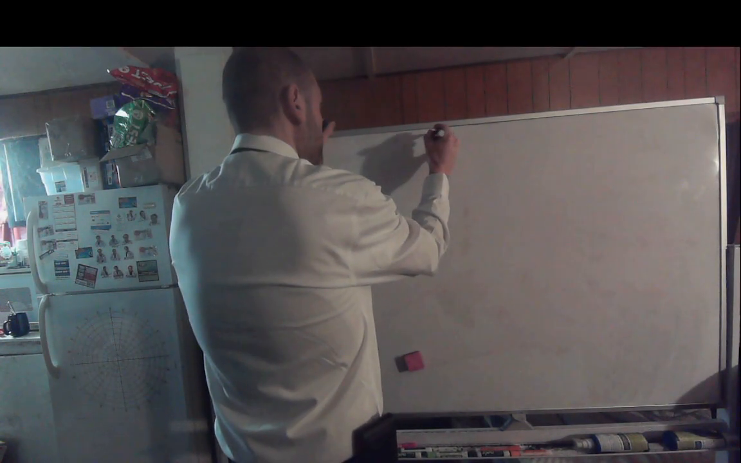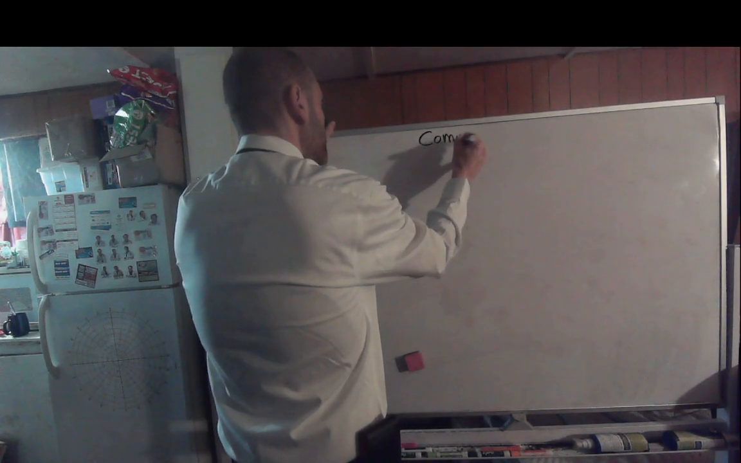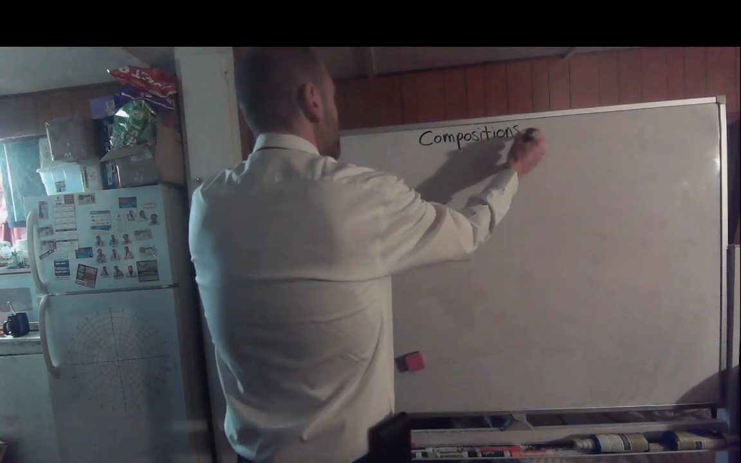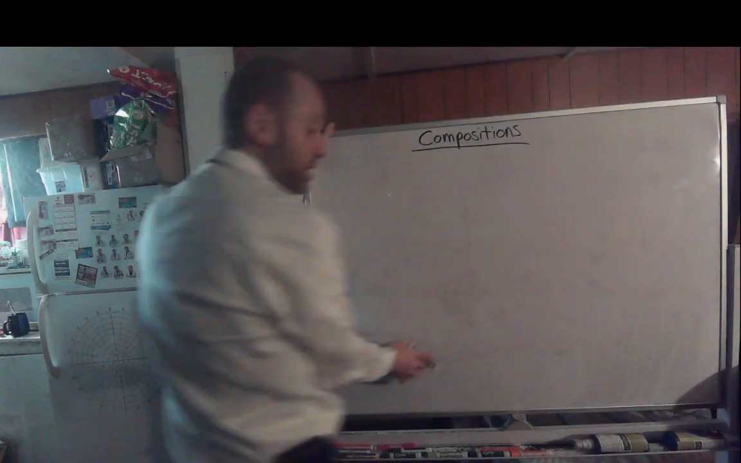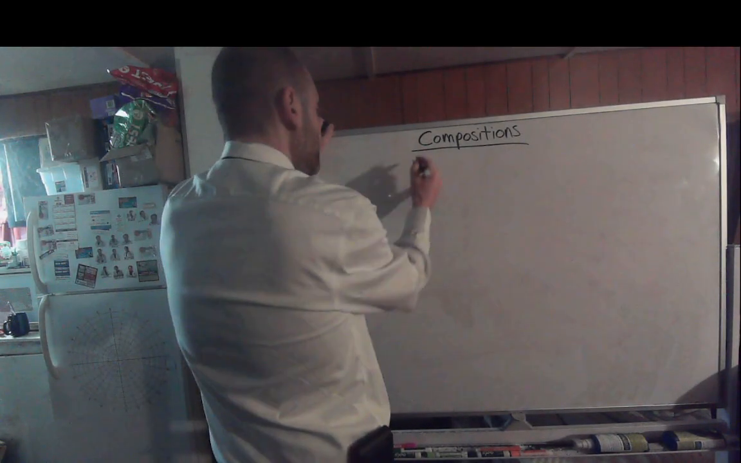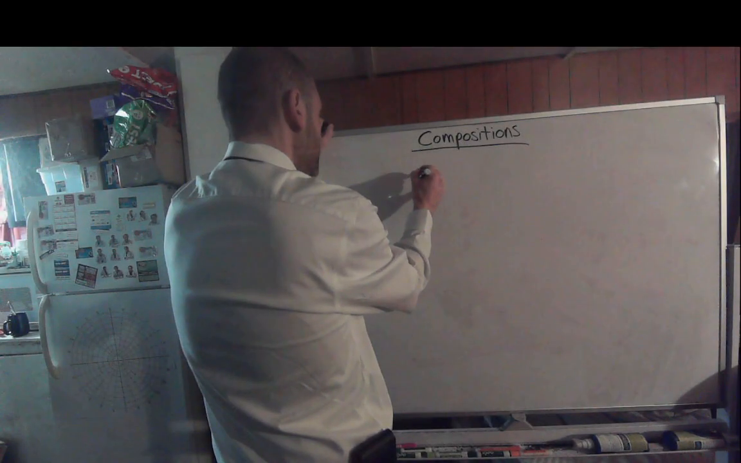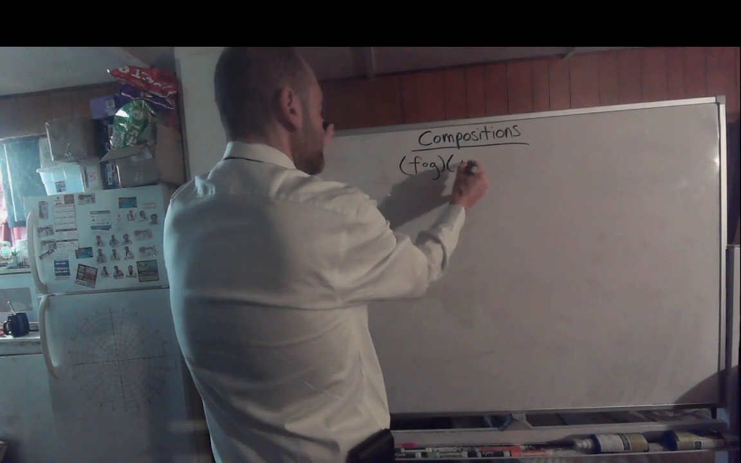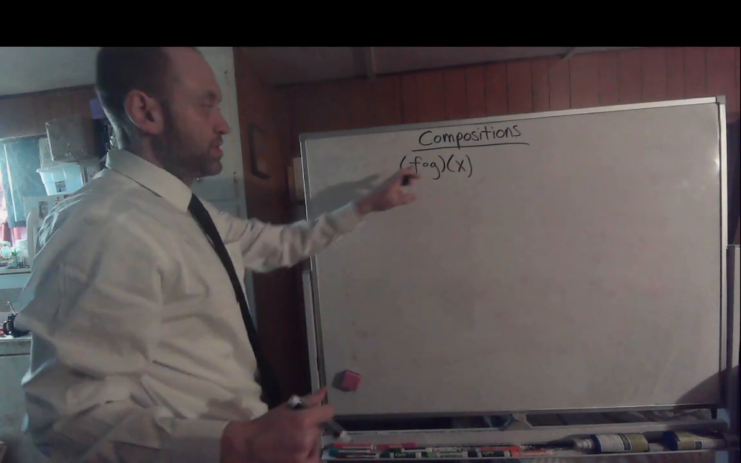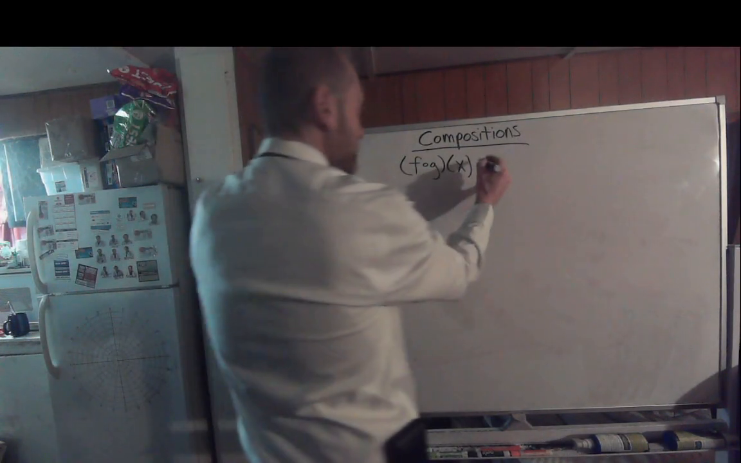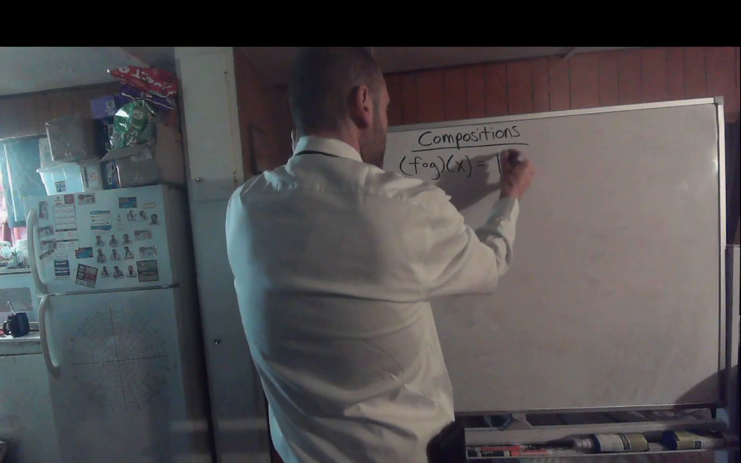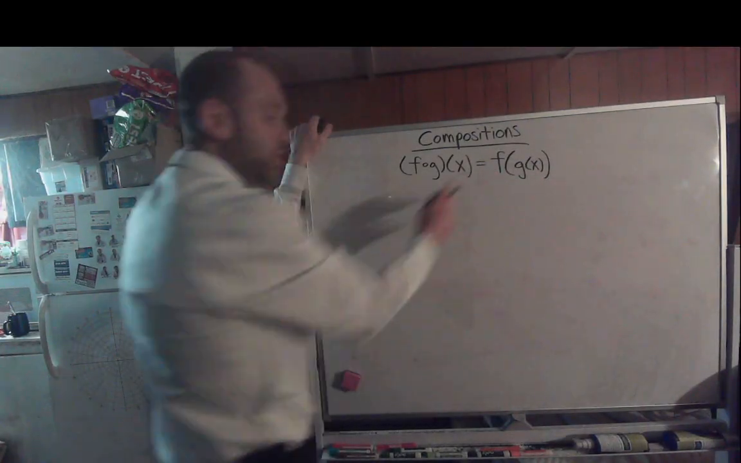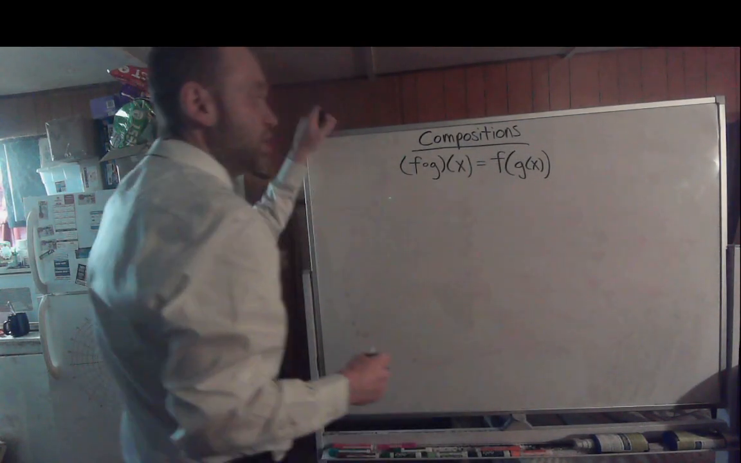So let's talk about compositions. Which compositions are going to come into play in the next lesson when we talk about inverse functions. But let's say you have f composition g of x. It looks like fog with that dot in the middle, but f composition g of x, this literally means f of g of x. So you're putting a whole function into the other function.